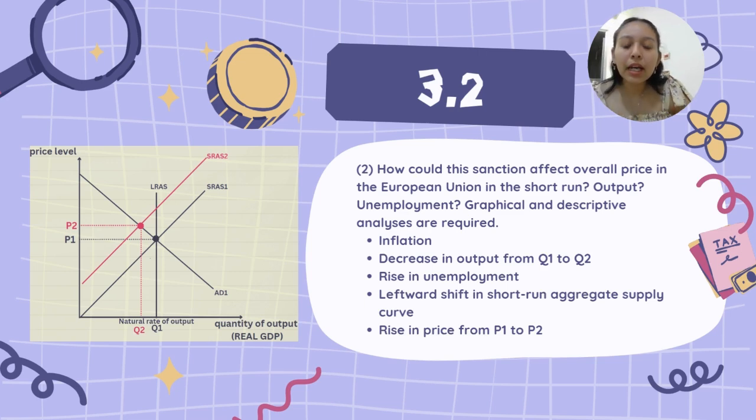So inflation will increase. There will be a decrease in output from Q1 to Q2, a rise in unemployment since businesses will have to lay off workers, a leftward shift in the short run aggregate supply, and a rising price from P1 to P2.